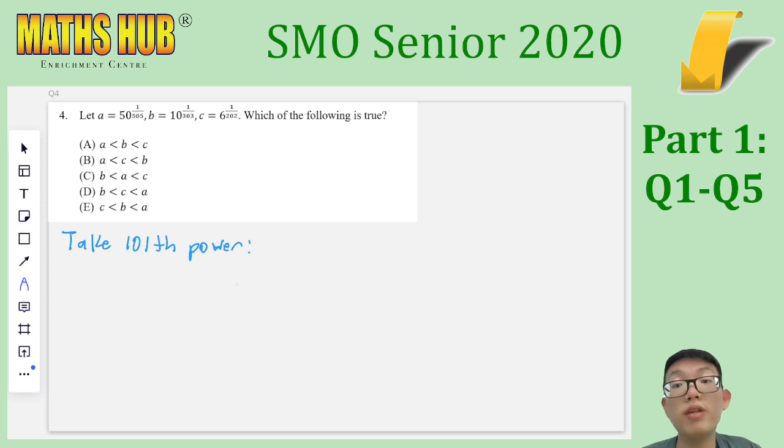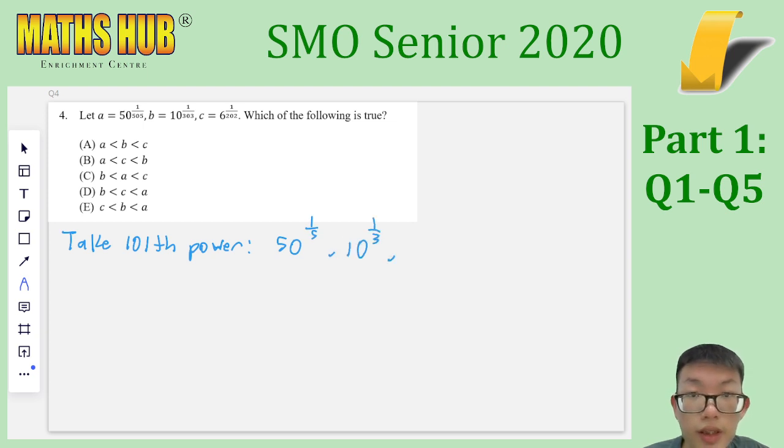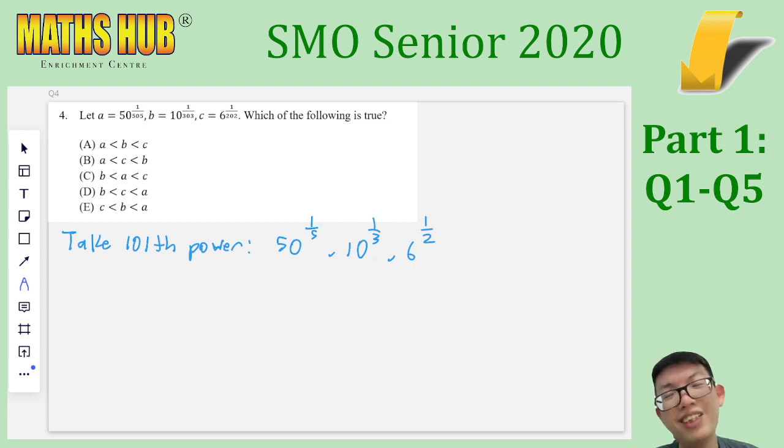Now if we take everything to the 101th power, then the powers become 1/5, 1/3, and 1/2. So we are left to compare them with at least a little bit more friendly looking exponents. But still, it may not be very clear just yet which of them is larger than the other, since fractional exponents do not lend themselves well to computation.